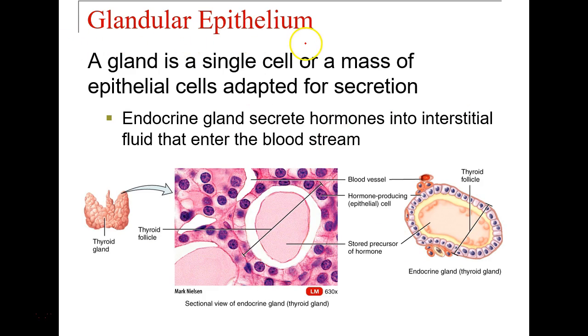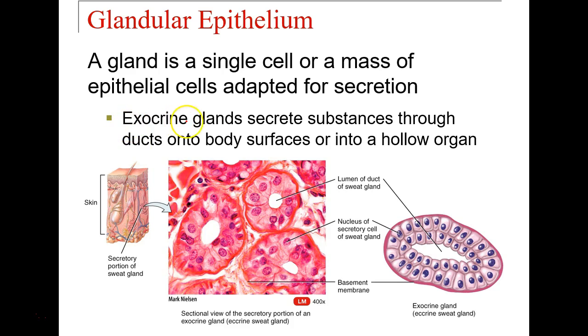Alright, and then the glandular epithelium, again, very specialized, very specific purpose as well. We have two different types of glands. We have endocrine and exocrine. So this first slide is looking at endocrine. We are secreting hormones into the interstitial fluid, and those will move into the bloodstream. Next will be exocrine glands. The difference between these, exocrine glands do not secrete hormones, but their substances are secreted through ducts onto the body surface or into a hollow organ. So we are not creating hormones, but secreting different substances.